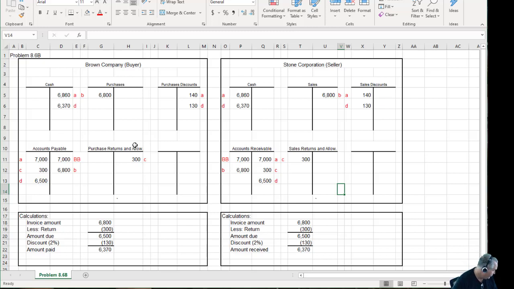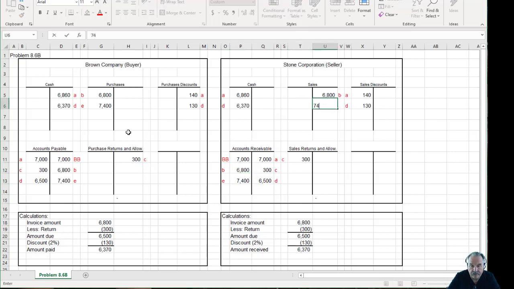And then the last transaction is another purchase for $7,400. We're just going to debit purchases $7,400. This is transaction E. And credit accounts payable for $7,400. That will be the ending balance. And then over on Stone's books, they're going to debit accounts receivable $7,400 and credit sales $7,400.